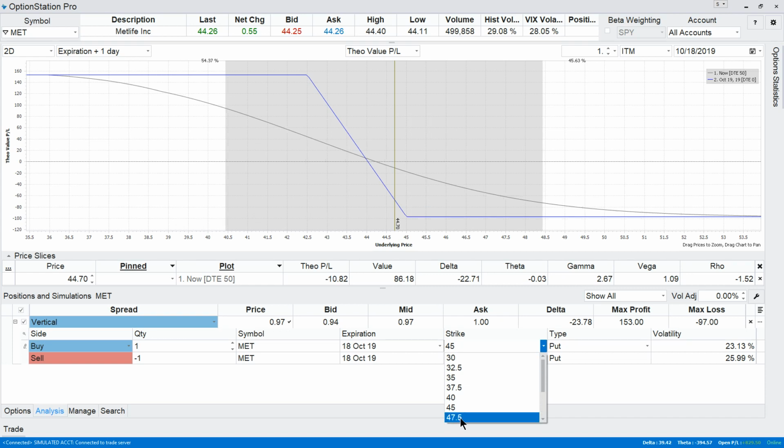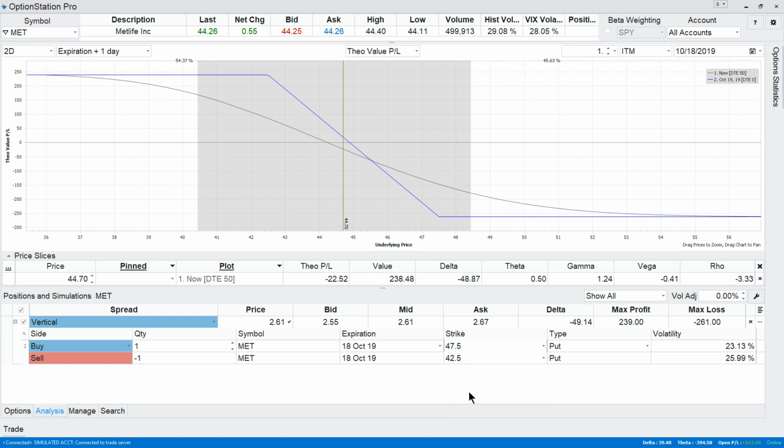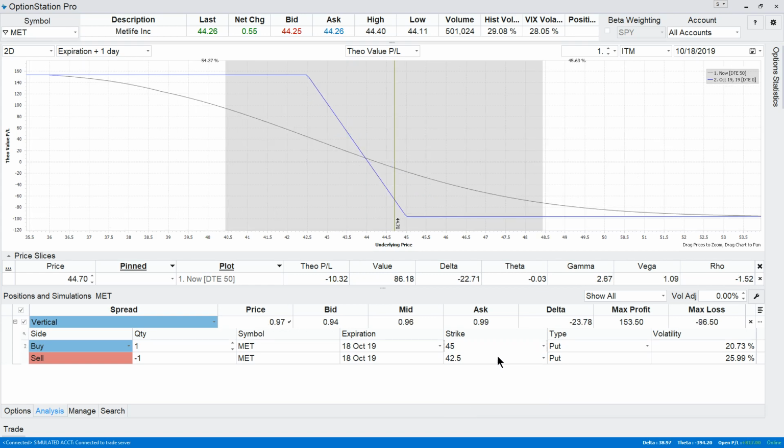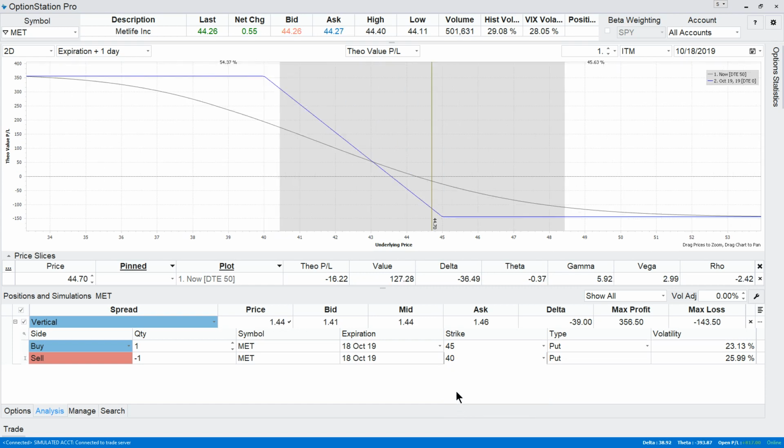Well, if I buy the 47.5, I do get the delta, but it's way too much. Okay, so back to the 45. My way to increase my delta would be perhaps to move from 42.5 to 40, and now I get 36, which is better than 40 something. So that would probably be the way to go. Do the 45, do the 45.40. That would be the way to go. Yes, confirmed. So let's go for it.